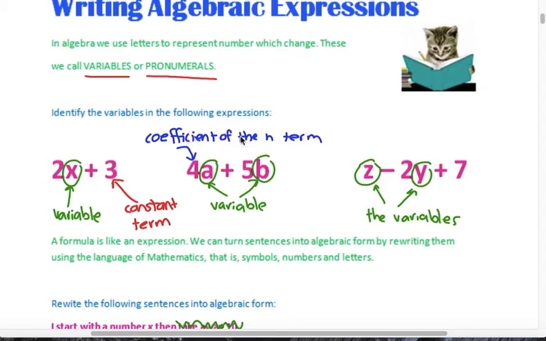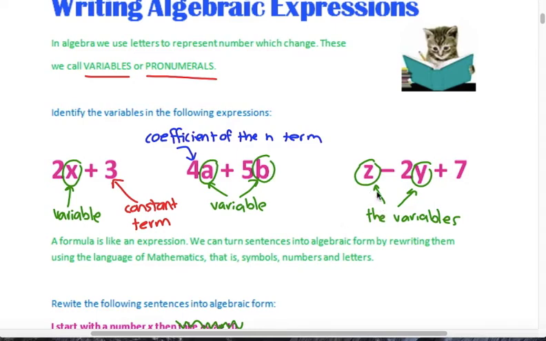Instead, they're coefficients. The note on the board says coefficient of the n term, but that's the coefficient of the a term. Maybe that was meant to be an a, or it was a badly drawn a. So don't write coefficient of the n term. 4 is the coefficient of the a term, and positive 5 is the coefficient of the b term.